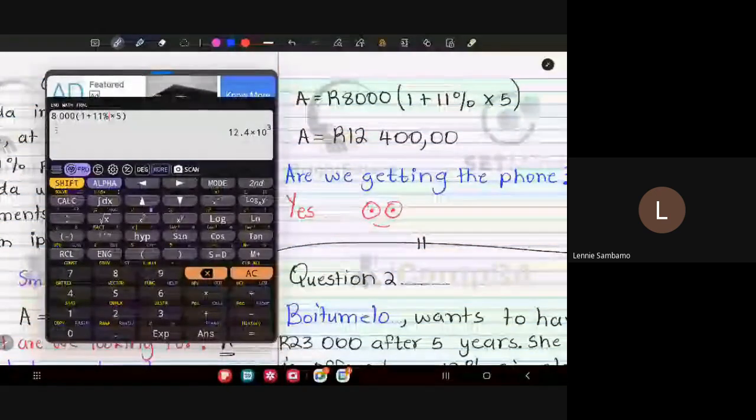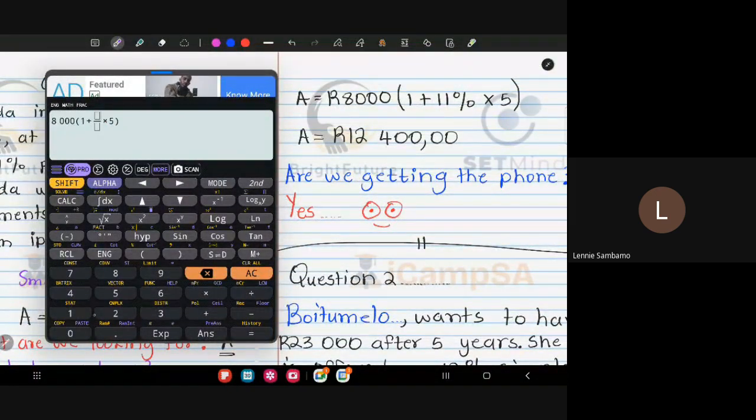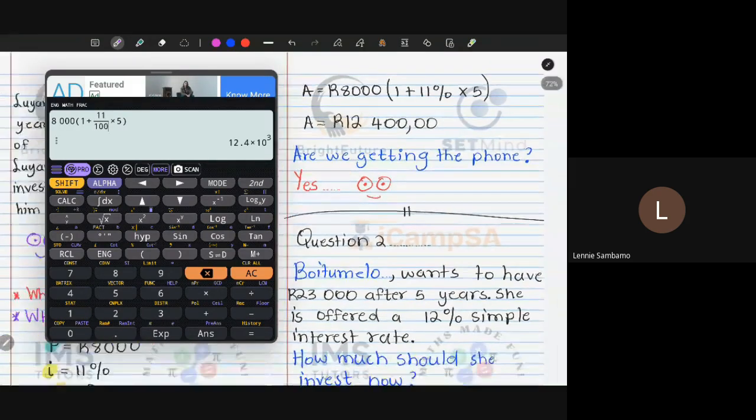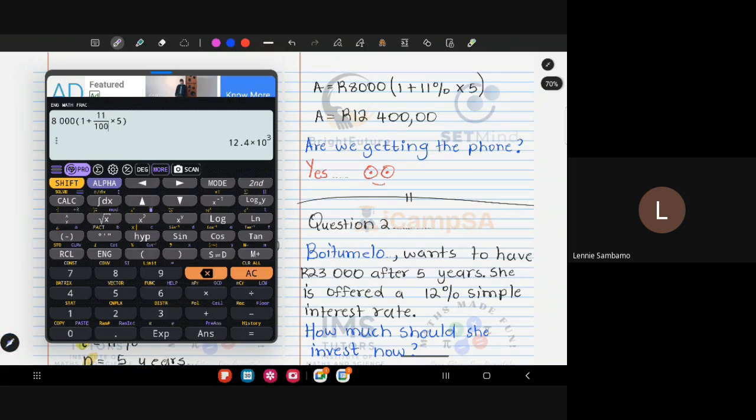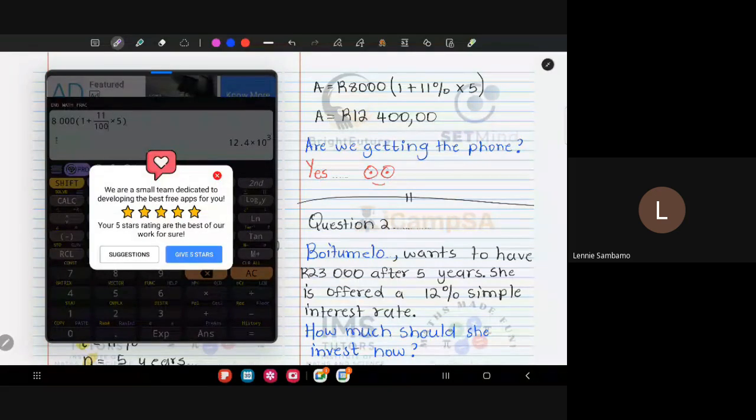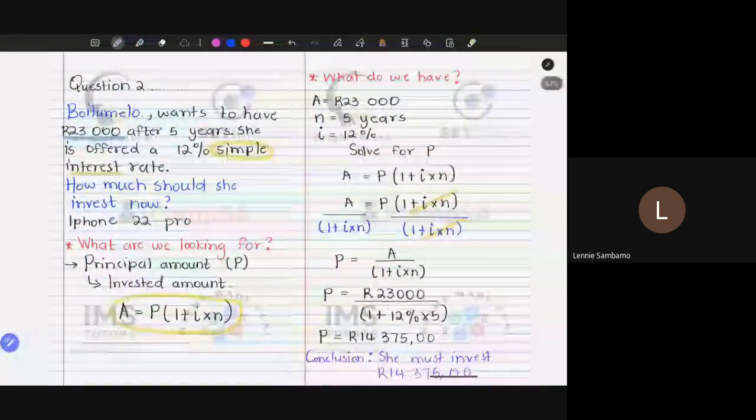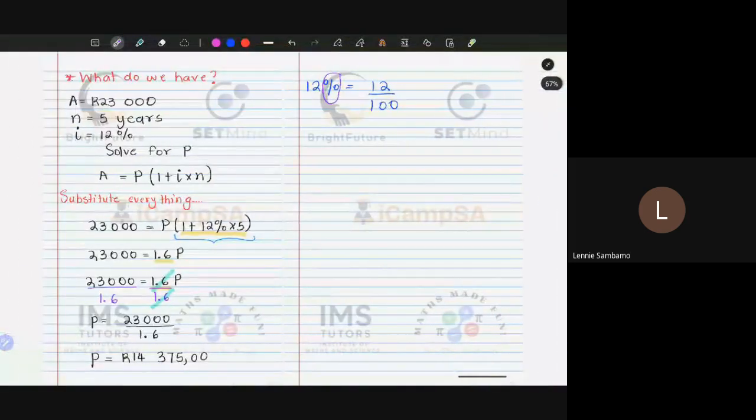And when I remove the percent, it means I need to put in the 11 divided by 100. So in your calculator, if you put in the percent, you don't need to divide by 100. If you divide by 100 after putting the percent, your answer will not be correct. Do you understand? Yes, I understand. Awesome. So these here are the same, so we are happy with them.